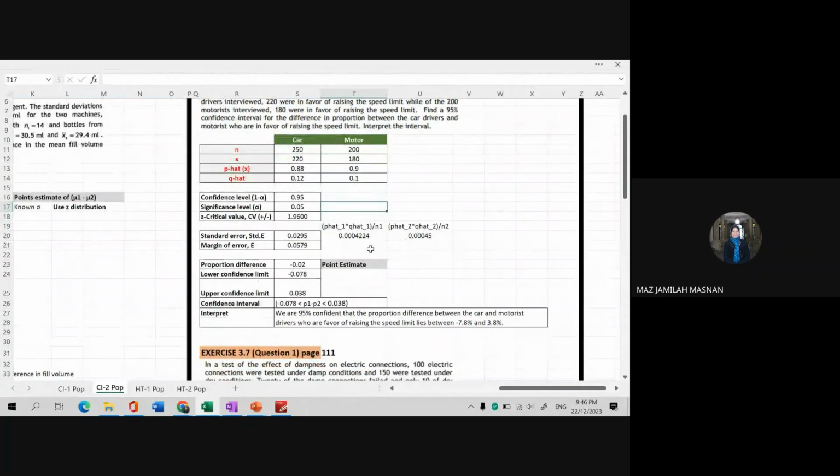So I'm not going to refer back to the slide. I prepared something to simplify the calculation. I divided it into two: this one is for population 1 and this one is for population 2. The calculation for the standard error is just the square root of these two, following the exact same formula from the textbook. Then I get the margin of error by multiplying the critical value with the standard error, and the margin of error is 0.0579.